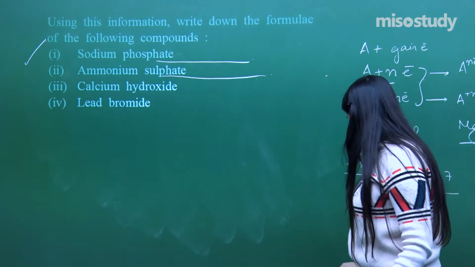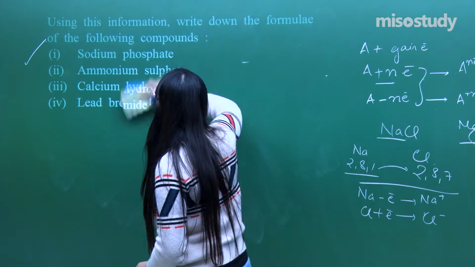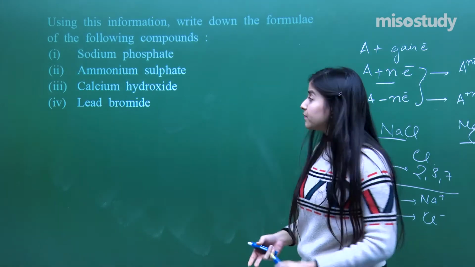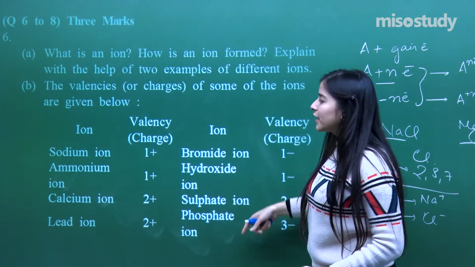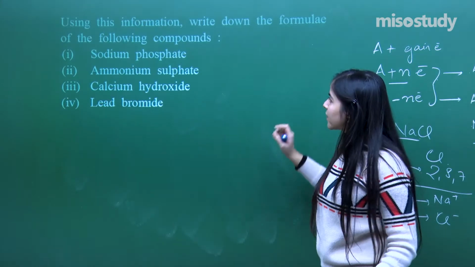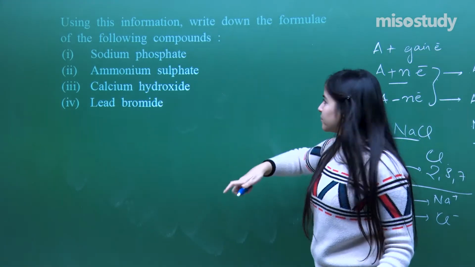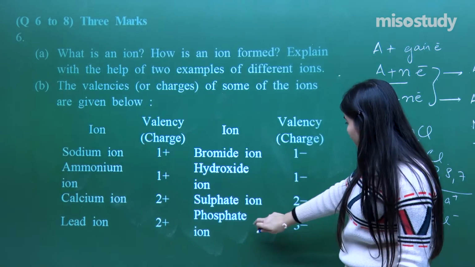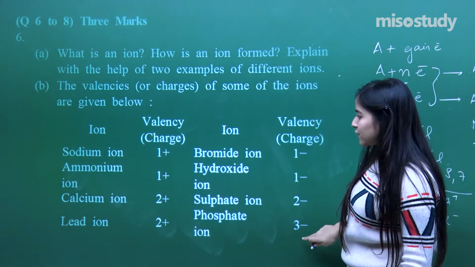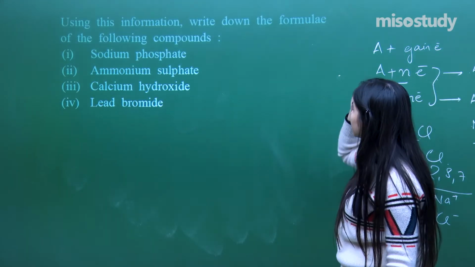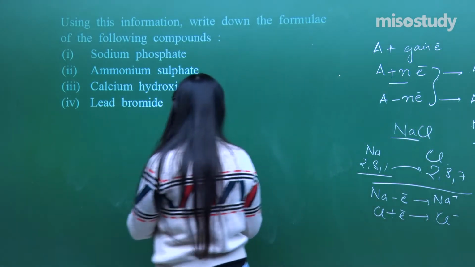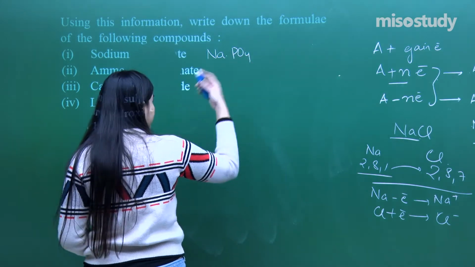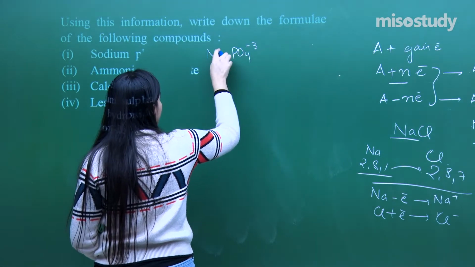As I was suspecting, they want us to write down the formulas, because if you have noticed, they haven't given any formulas for the ions. Sodium phosphate I need to form. First of all, let us get an idea of the phosphate ion. 3 negative is the charge. I need to form the formula. Sodium means Na, phosphate means PO4. We know the charge is -3, and we know the charge is +1.